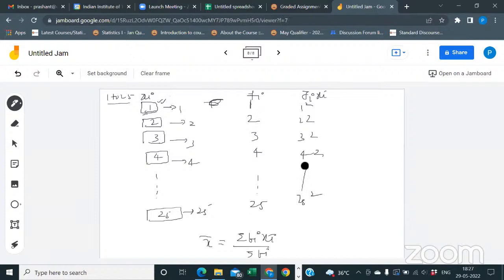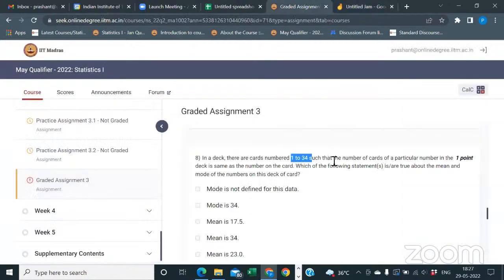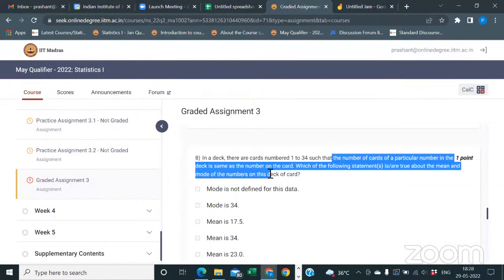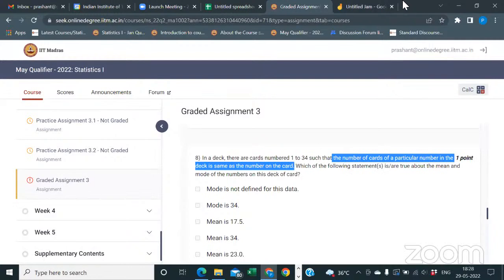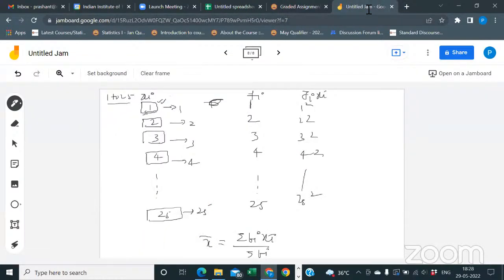Yes. Got it? Actually, I directly add and calculate the mean, like 1 plus 2 plus 3 plus 4 plus up to 25. See, the twist is just this one. The number of the cards of a particular number is the same as the number on the cards. That means 1 is the same as 1, 2 is the same as 2, 3 is the same as 3, 4 is the same as 4, 25 is the same as 25. Right?